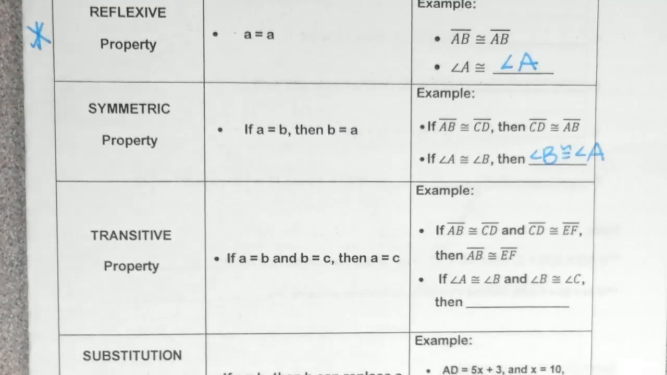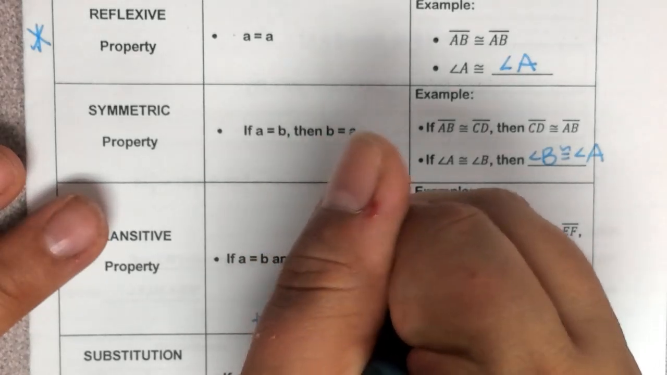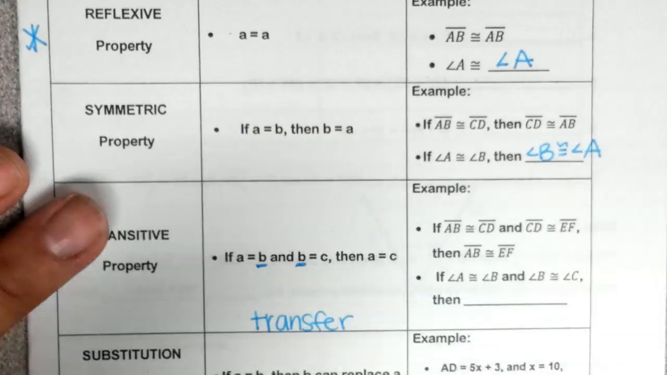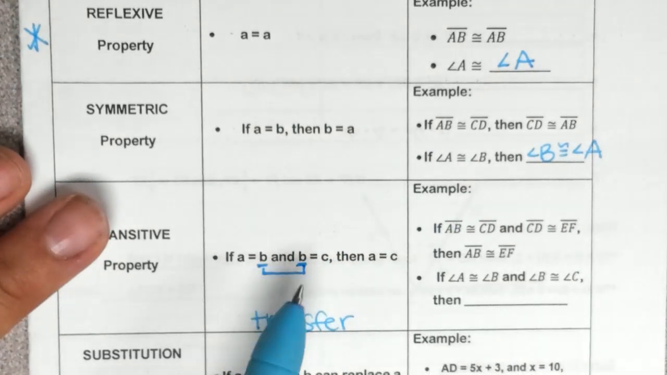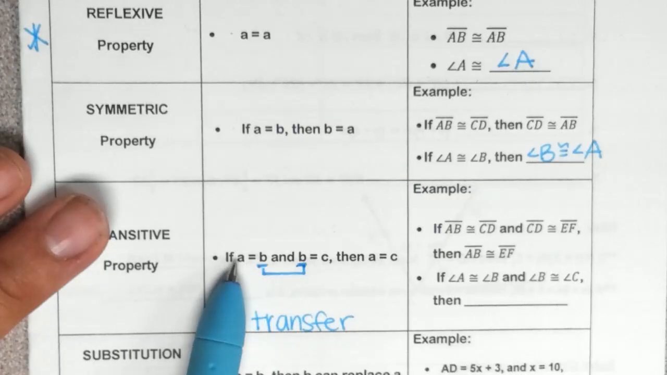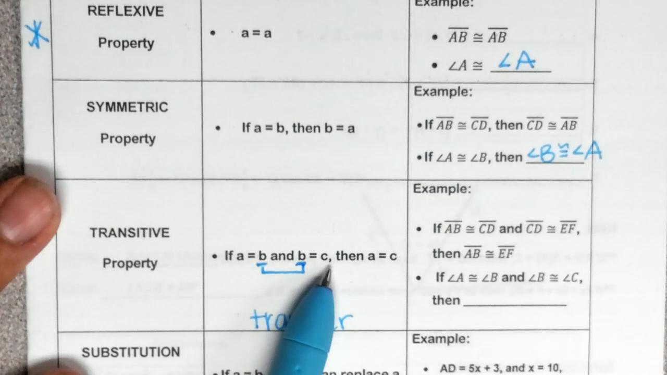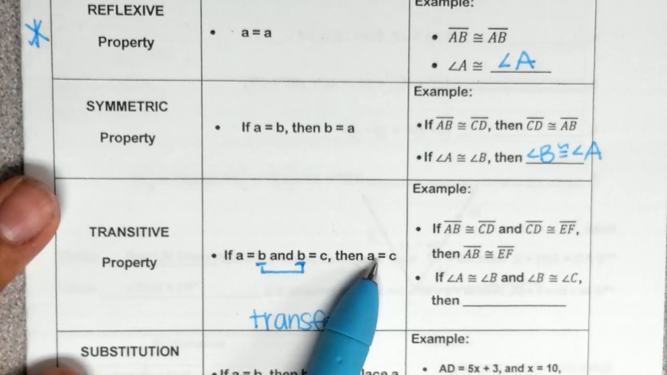Transitive. Transitive is if A equals B and B equals C, then A equals C. I like to think of this one as transferring. Do you see how both of these have B in them? I am basically going to transfer and take whatever was equal to this B and this one and make them congruent, or make them equal. It's like crossing out the B's and making them equal. If A equals B and B equals C, then A equals C.